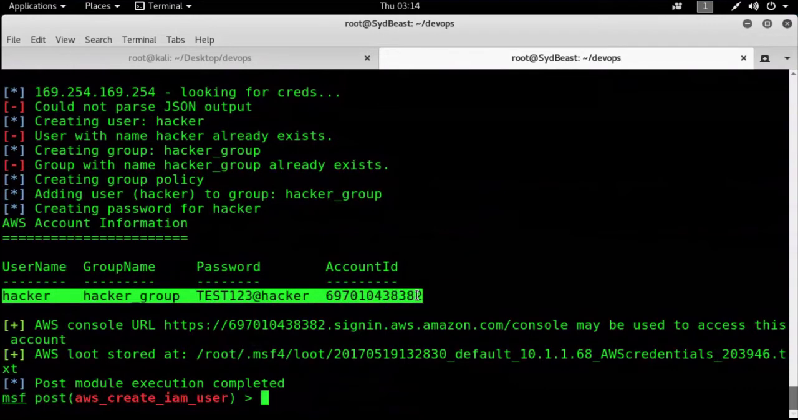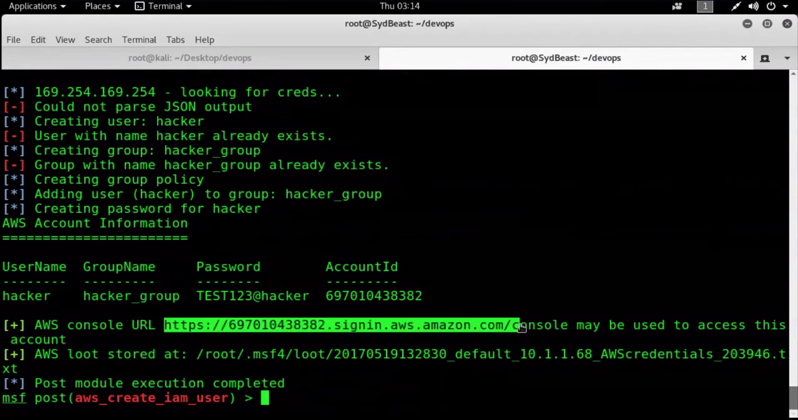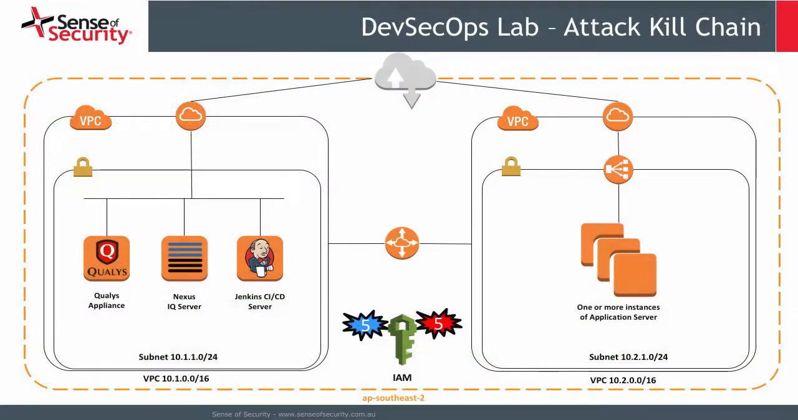And we can see here we get the username, the group name, the password, and the account ID. And it's simply a case now of seeing whether these credentials are going to work in the Amazon console. Before we do that, let's have a look at our network diagram again. And we see here we've now compromised potentially the identity and access management part of this AWS account.